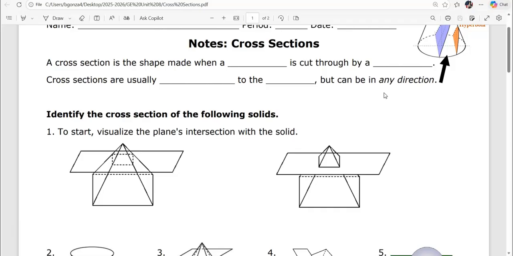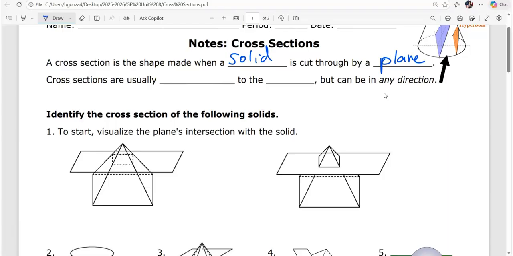Now look, a cross section is the shape made when a solid is cut by a plane. Write this down. Solid cut by a plane. If you take a 3D figure and it's like you're slicing it with a very sharp knife and you make a little slice, that's called a cross section. It's the section that you cross when you slice it.